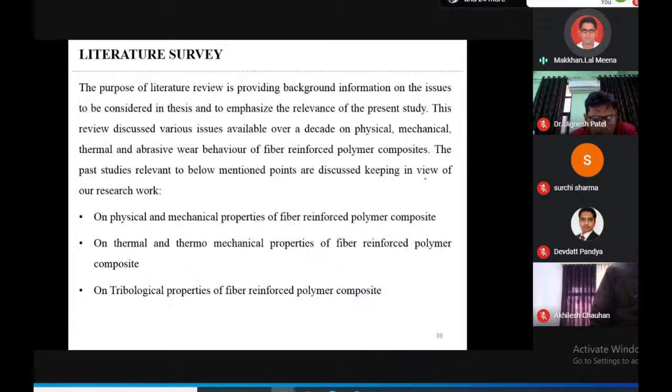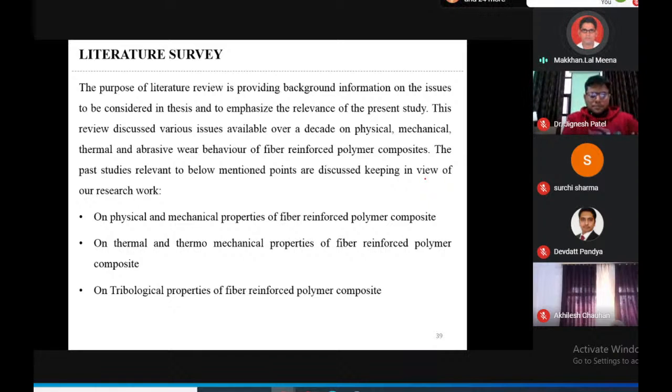So for this case study, we searched previous research papers. The purpose of the literature review is providing background information on the issues to be considered in research and to emphasize the relevance of the present case study. This review discussed various issues. So the past studies relevant to the below mentioned points are discussed.